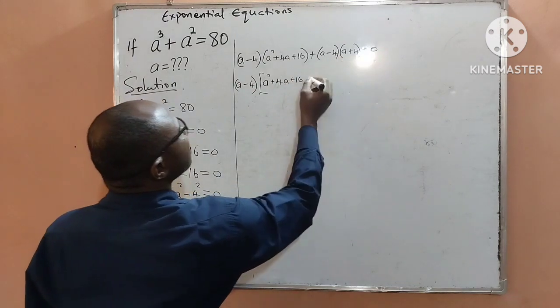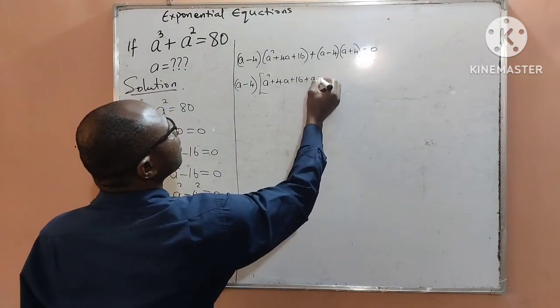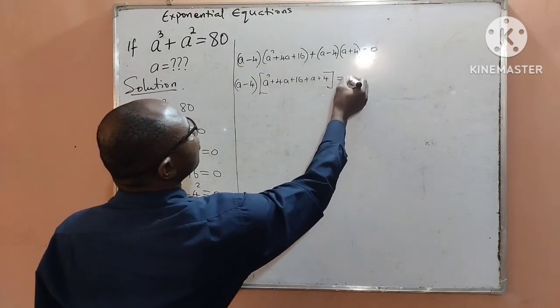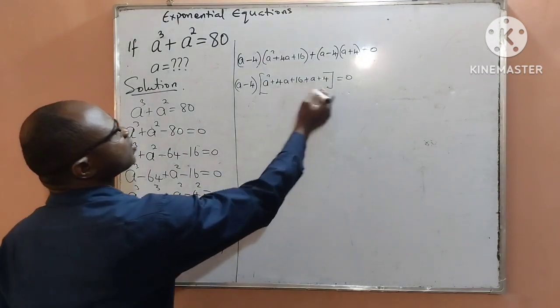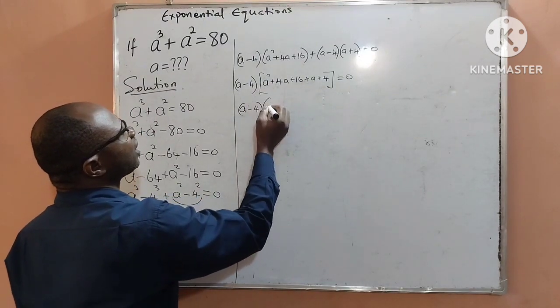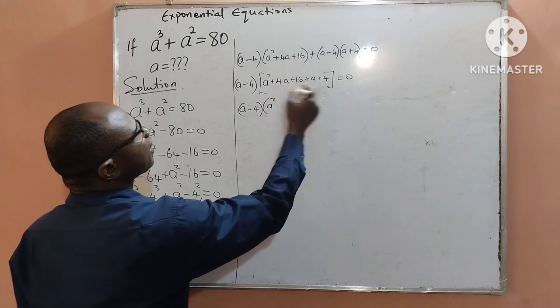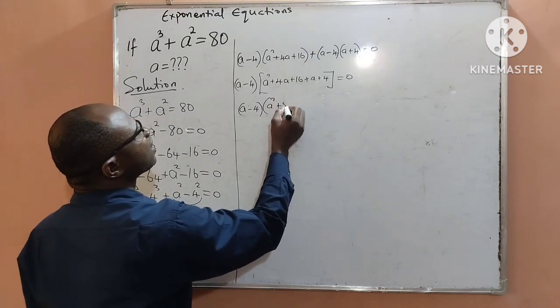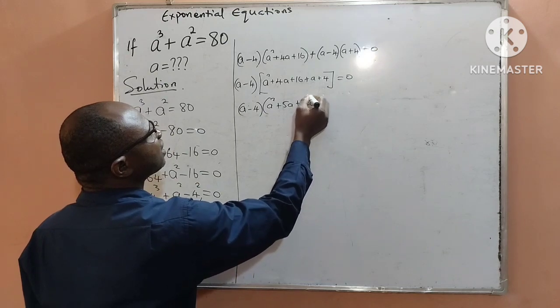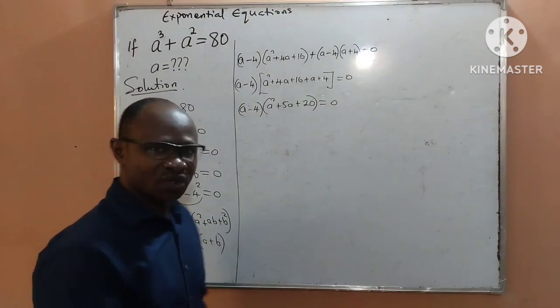Then what is left here is a plus 4, because this one is factored out, equal to 0. Very good. Let us rearrange this well: (a minus 4) into (a squared plus 5a plus 20). Now 4a plus a will give me plus 5a, then 16 plus 4 will give me 20. The whole of this is equal to 0.